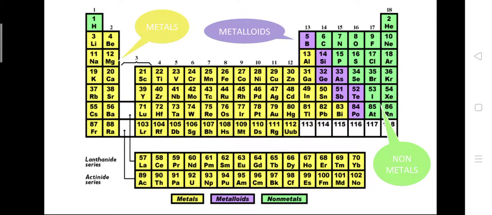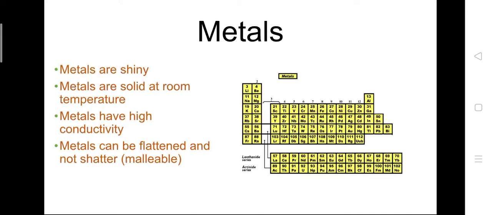Let's see what is meant by metals, metalloids, and non-metals. Metals are shiny and solid at room temperature. They have high conductivity, which means electricity can pass through the metals. Metals can be flattened and not shattered, so you can flatten metals by using equipment.